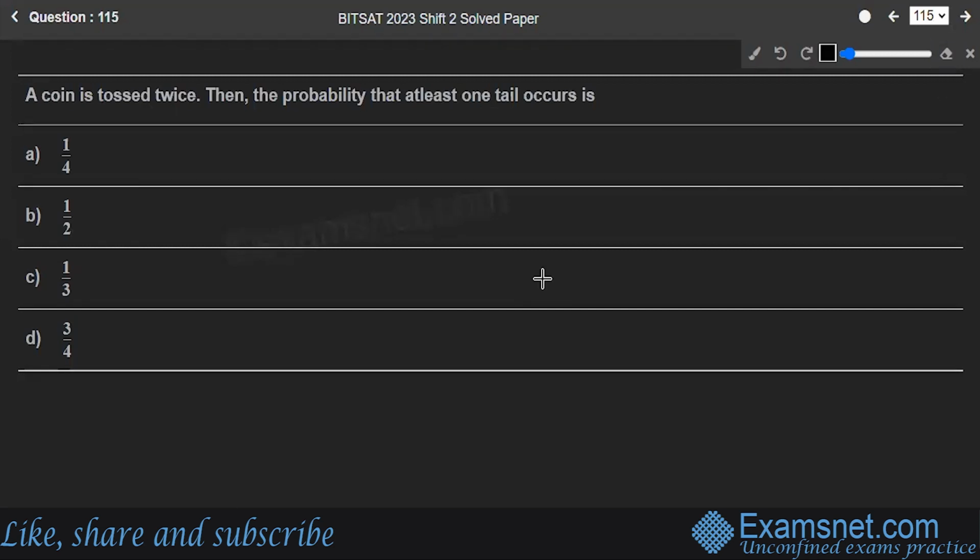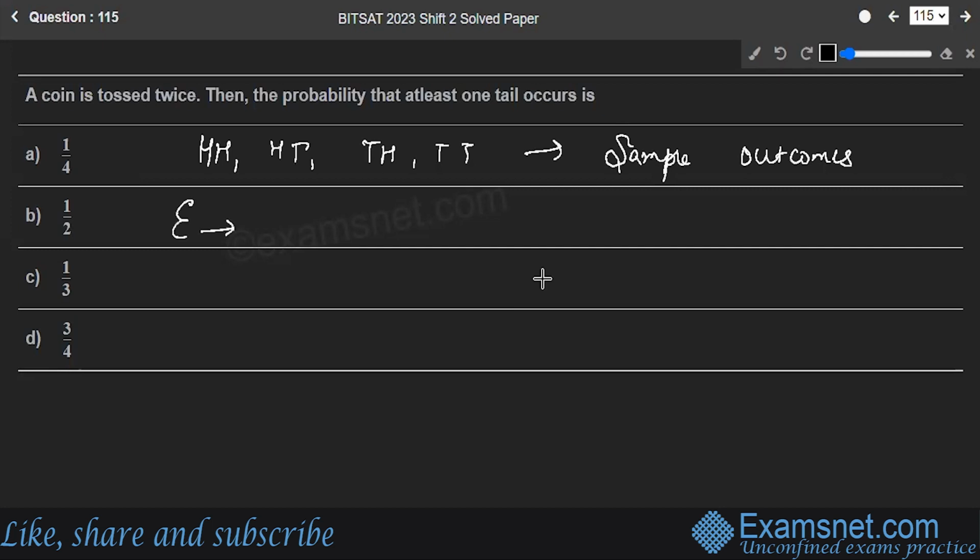See, here a coin is tossed twice, so it can give you the outcomes head head, head tail, tail head, or tail tail. So this is your sample outcomes, or you can say sample space. Now let E be the event of getting at least one tail. This will be head tail, tail head, or tail tail.